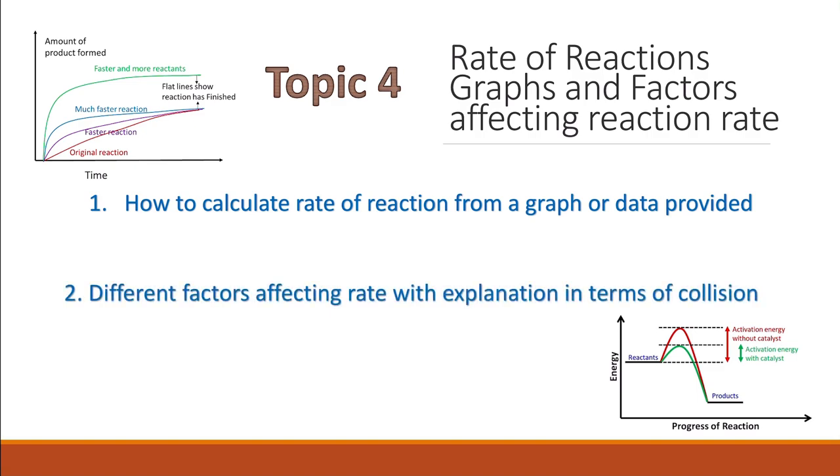Know the different factors that affect the rate of the reaction and how to explain that effect in terms of collisions. So increasing temperature increases the rate because there is an increase in the frequency of collisions, and also because more effective collisions will happen because there is higher energy.